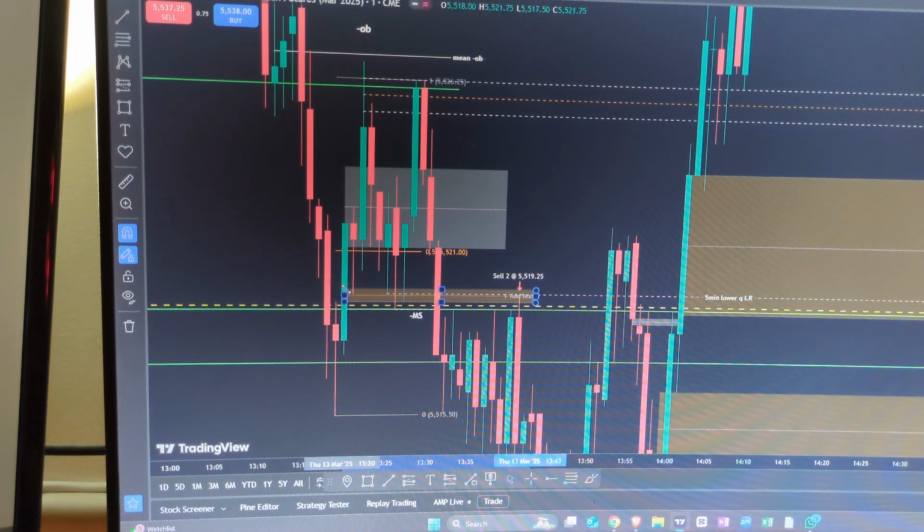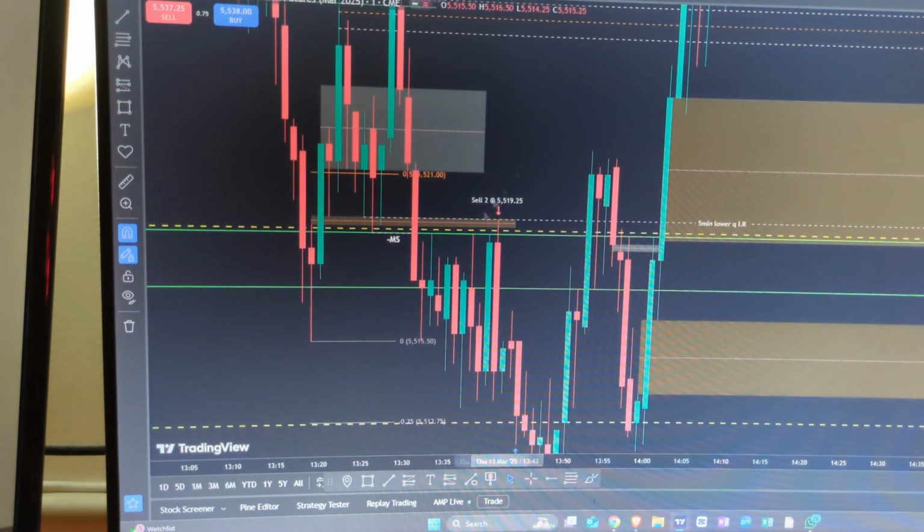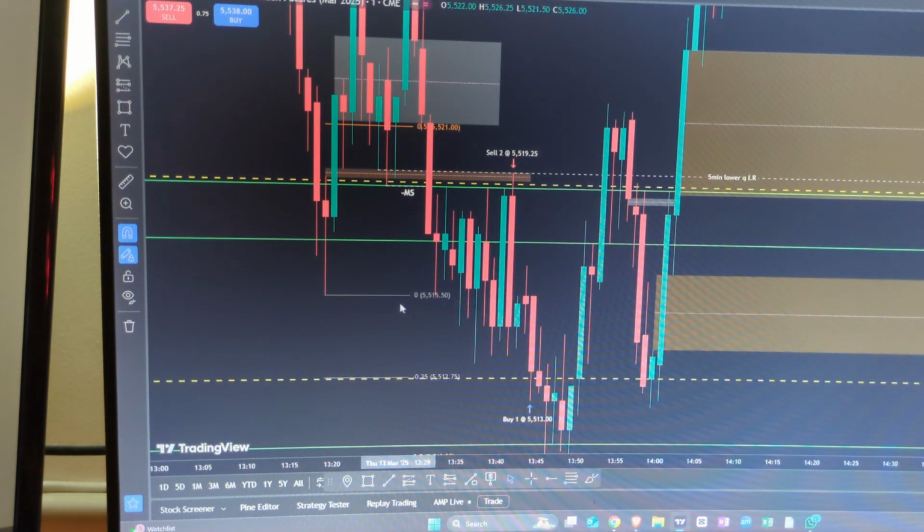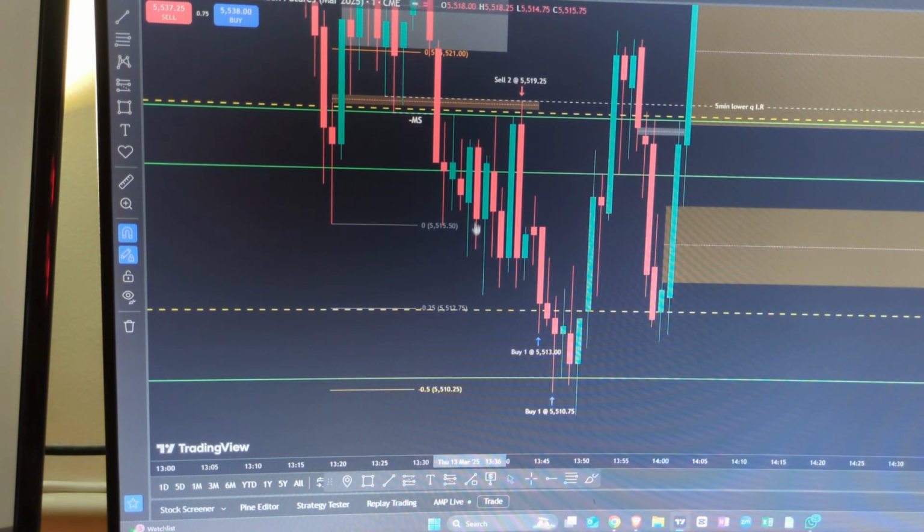What happened here was this. I was looking at here, then the second time it came up, when I was looking at here, I was thinking, oh shit, maybe I missed it. It came back down, went through this sell side, but then rejection.